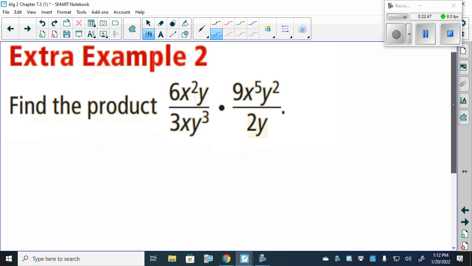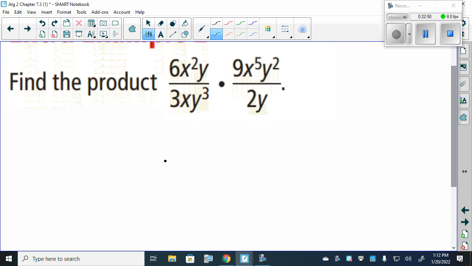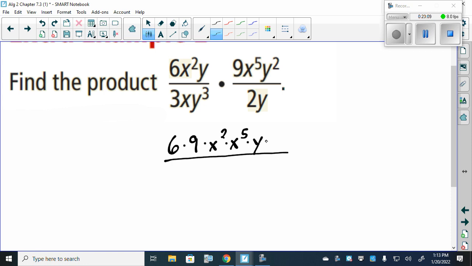Let's look at this next one. Now for our numbers, we can multiply the tops together and bottoms together, and that's just fine. Because on top we would have 6 times 9. And we would have x squared times x to the 5th and y times y squared. On bottom, we're going to have 3 times 2 times x times y cubed times y squared.